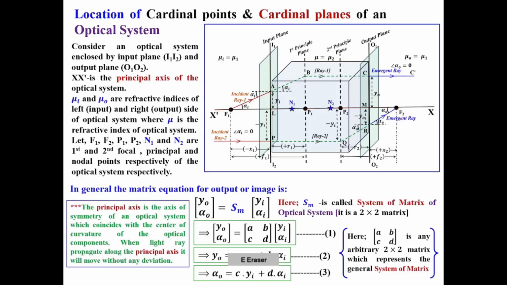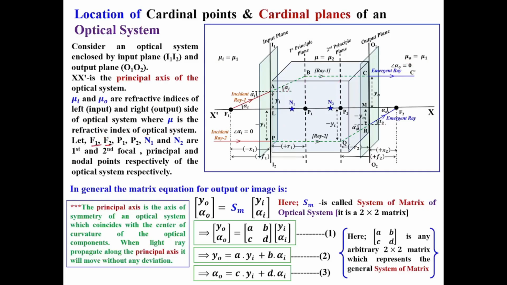Here mu I and mu O represent the refractive indices of the left or input side and the right or output side of the optical system. This side is the left side, having refractive index mu I. This side is the right side of the optical system, having refractive index mu O. I for input, O for output. Mu is the refractive index of the optical system. This is the optical system having refractive index mu.